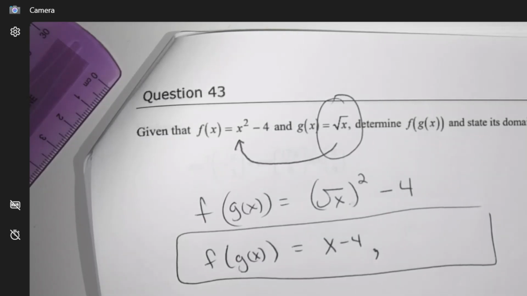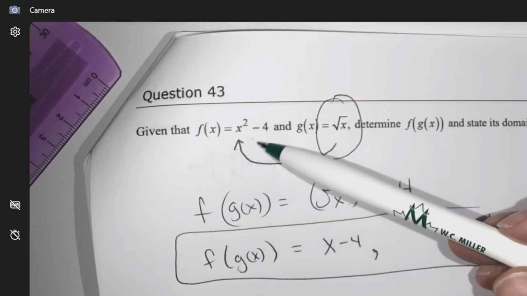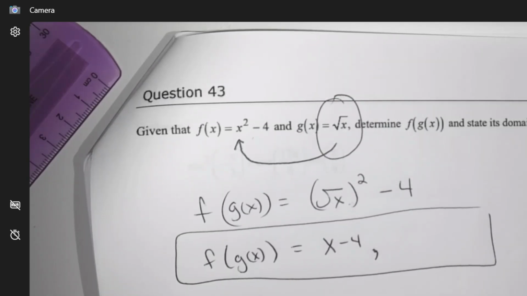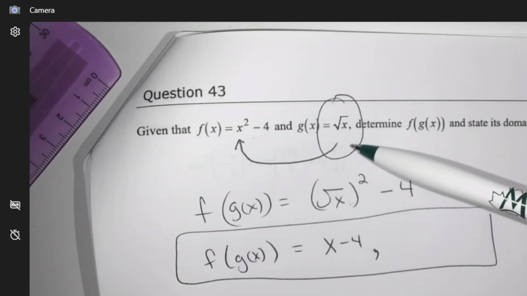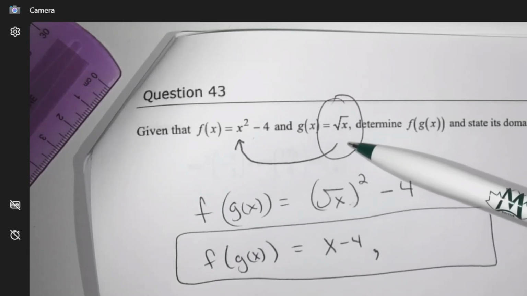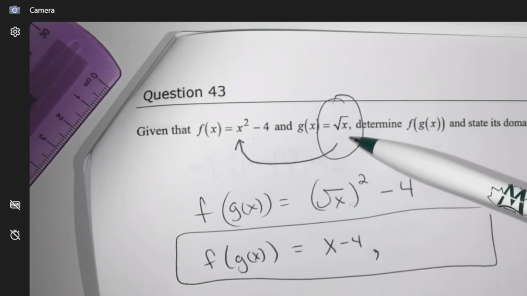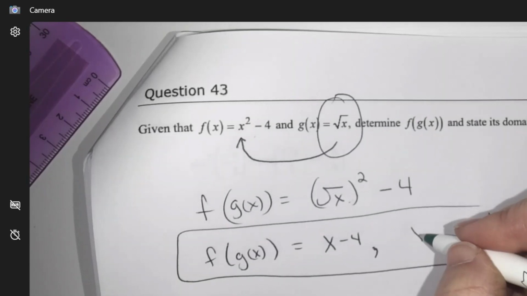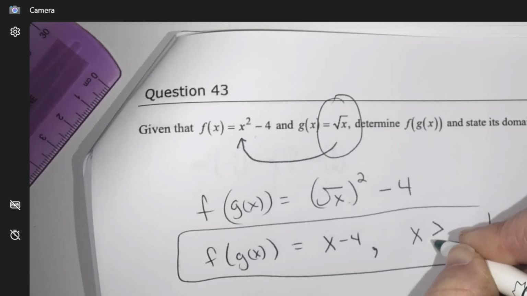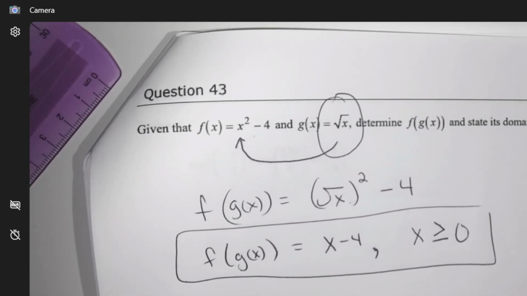What do you know about x? Is there any restrictions here? Yeah, there's a restriction with radicals. What do you know about this value? You can't ever square root negatives. So if this can't be negative, then x has to be positive or equal to 0.